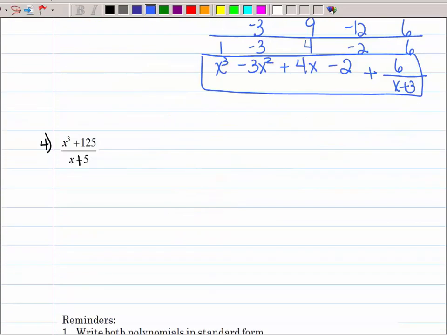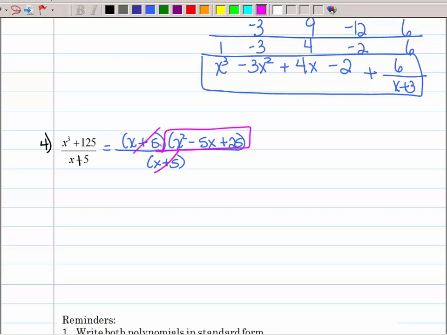Let's look at problem number 4. Instead of using long division or synthetic division, let's just see if we could reduce that by factoring. So it's a good chance to review the cubes. Remember, we have x plus 5, and we're going to square that, multiply those together, take the opposite sign, square the last one, and then divide by x plus 5. So we could reduce that out and have that as our answer. Now that's division. That's just dividing by factoring.